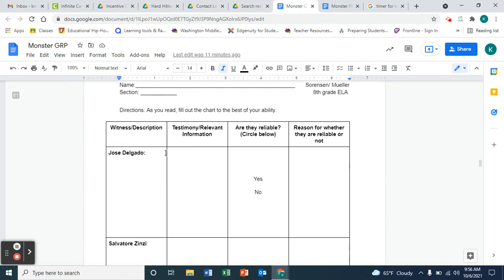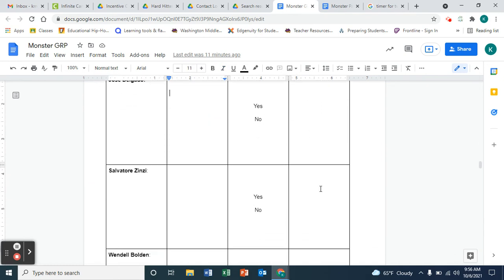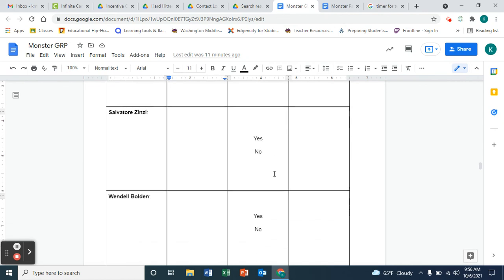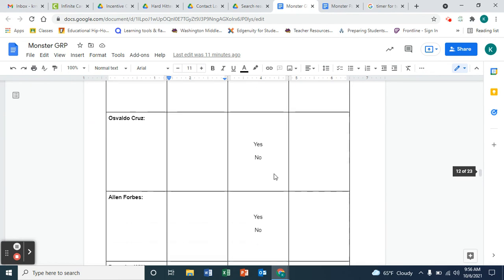So as we go through, we're going to fill out each character. So what they look like, their description, their job title, what they say, are they trustworthy? Are they reliable? Yes or no? And then you fill out why. Some of them will be yes, some of them will be no, some of them will be yes and no. So we're going to go through and fill them all out.